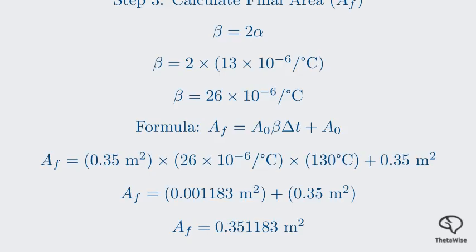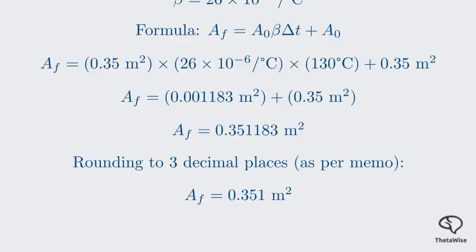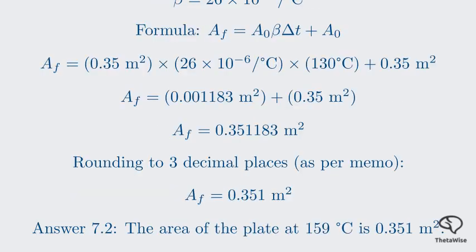0.9011183. Then we add the initial area of 0.35. The final area is 0.351183 square meters. The question doesn't specify rounding, but standard practice in engineering is to round to a reasonable number of decimal places or significant figures. The marking guideline rounds to 3 decimal places. Let's do the same. So, the final answer is 0.351 square meters.